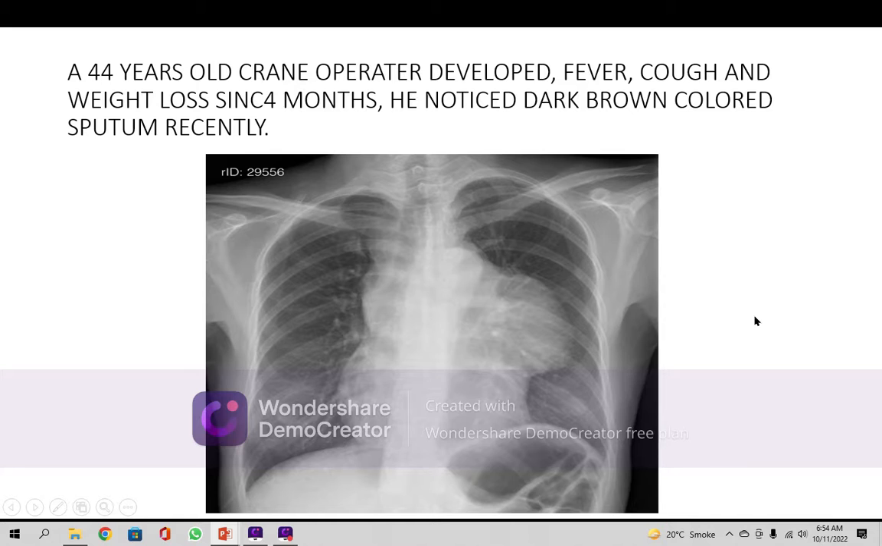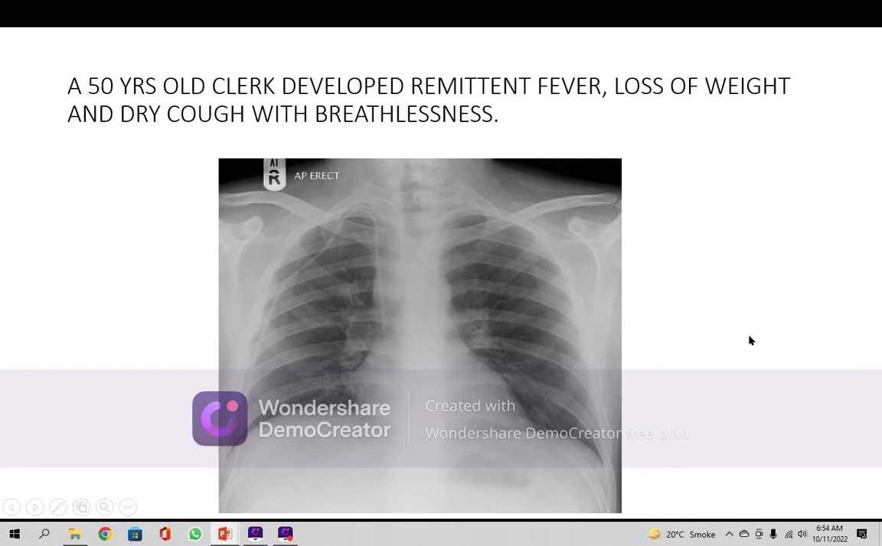So these are the axes. Now another one: a 52 year old clerk developed remittent fever, loss of weight, and dry cough with breathlessness. To me, this actually seems to be a normal one. But on a very close look: the trachea and the apices, first intercostal space with the first, second with the second, third with the third, and downwards the costophrenic and cardiophrenic angles, etc. And the middle mediastinum lower part, the heart shadows, and the upper part of it. So I picked the abnormality here.